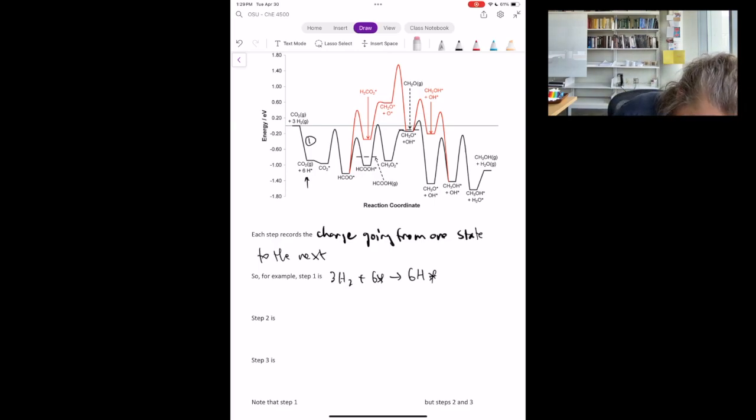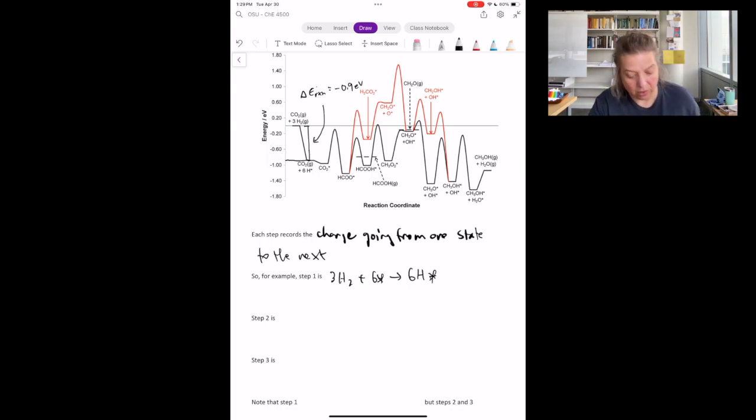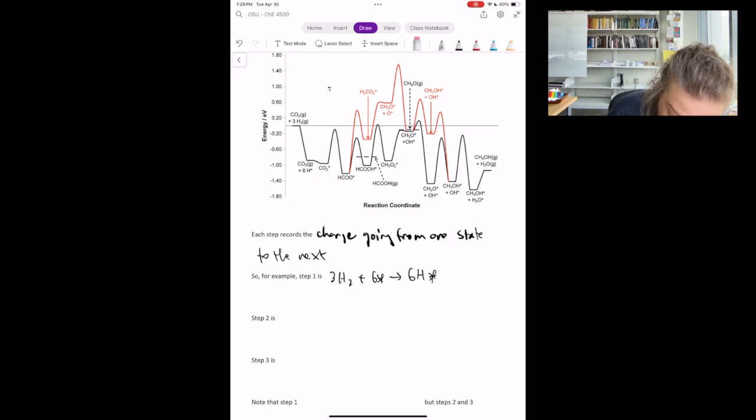Okay, so what I also can do here is get the energy of this step. If I wanted to know that, I have this value right here, which is going to be my energy. This appears to be maybe 0.9, so the energy of reaction 1 is going to be about negative 0.9 eV. So I can read that off this diagram, providing quite a bit of information.